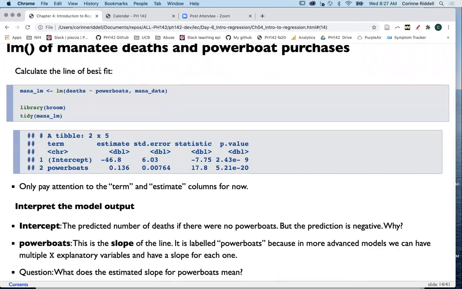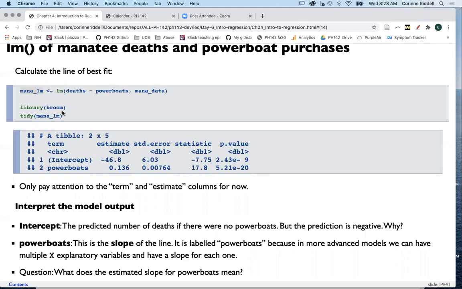Okay, so when we're running the model, what we do is we write lm, deaths, the Y variable, tilde, powerboats, the X variable. These are the names of those variables in the data set, comma, data equals mana data. We had already read in the data to R at this point. And then we assign that to mana lm. Once we do that, you don't get any output yet. If you print mana lm to the screen, it'll be a little bit messy.